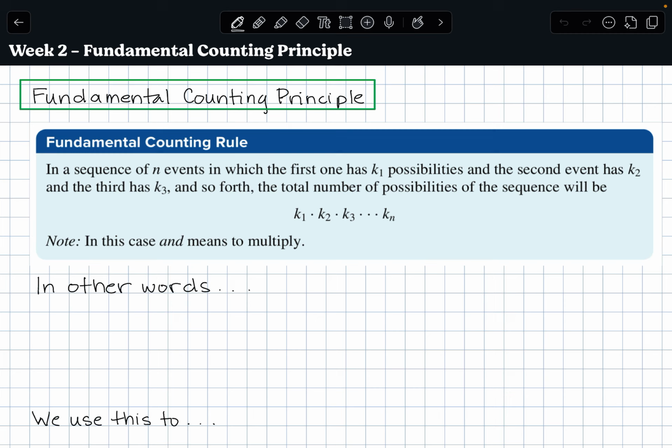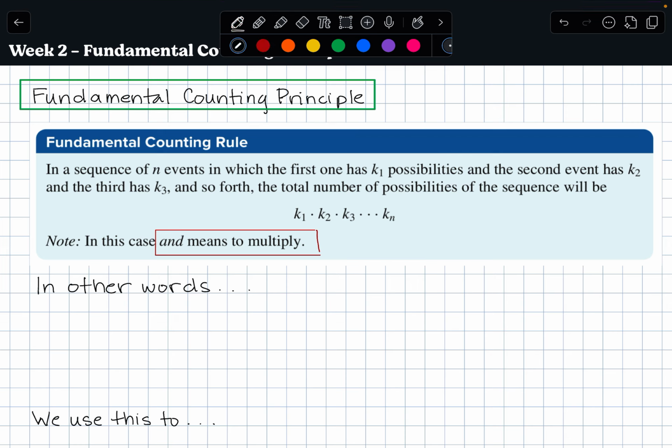So first thing, I'm going to ignore the fundamental counting principle and I'm going to box this here. This is super important. And means to multiply. We're going to see that idea again at some point in this unit. When we see the word and in a statistics problem, we're typically meaning add, or multiply, sorry. Next thing, let's rephrase this.